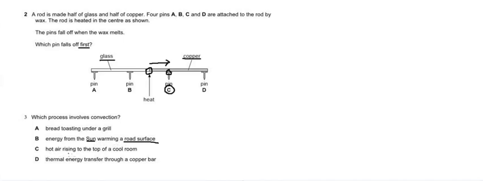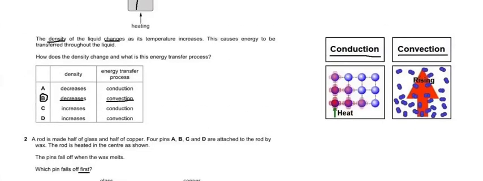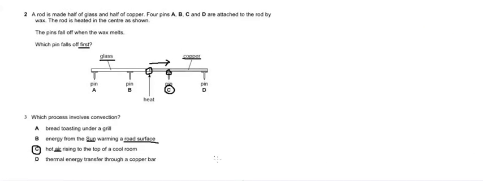Now the hot air rising to the top of the cool room. So this process we can say it is nothing but the convection, because this is air. So we need the air or liquid for convection. So this is the one. And we had just seen here when we heat the particles, they rise. So they are going to rise to the top of the cool room. So option number C is the one where the convection is taking place.